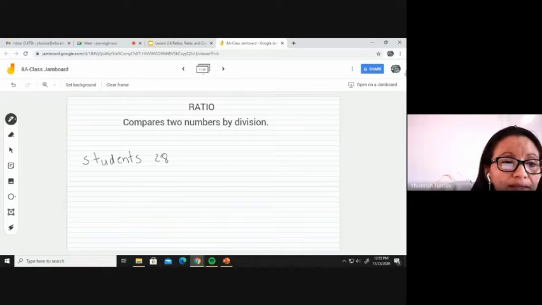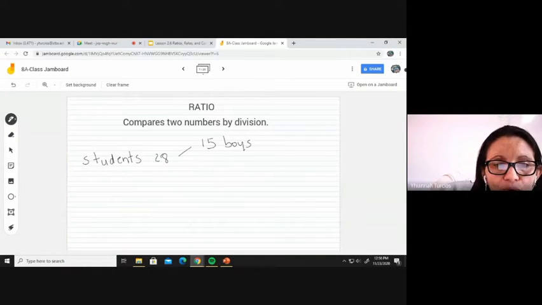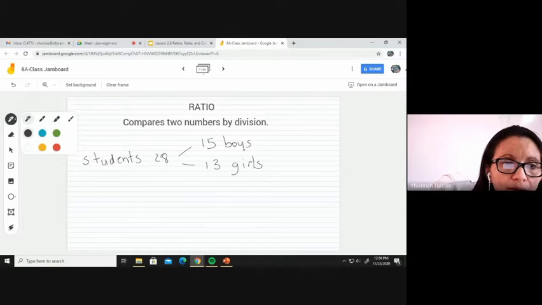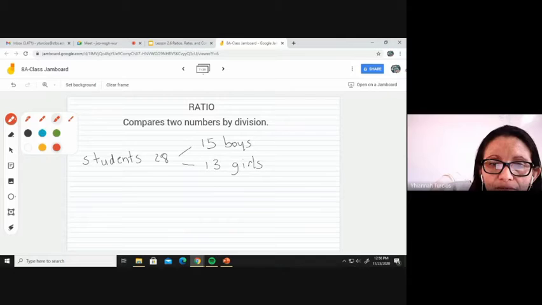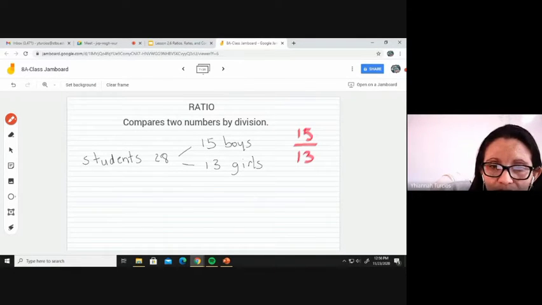Let's say that there are 15 boys. Okay, we have 15 boys and there are 13 girls. If we want to compare these two pieces of information, boys and girls, we can use a division that will show a comparison between both of them. We can say 15 to 13, and here we're comparing boys and girls.